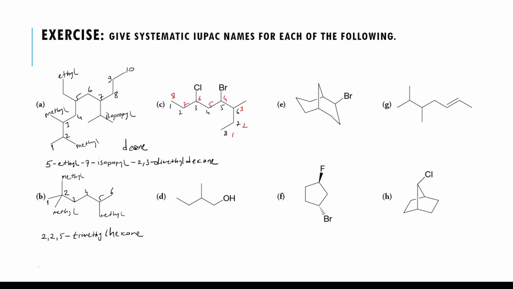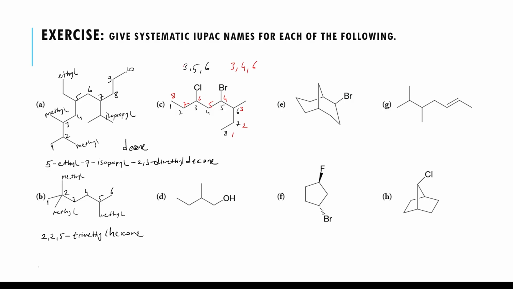Let's compare with the numbering from left to right with the black numbers. My positions are 3 chlorine, 5 bromine, and 6 methyl. However, if we start numbering from the other end, my first position will be 3 methyl, then 4 bromine, then 6 chlorine. Which one do I have to choose?